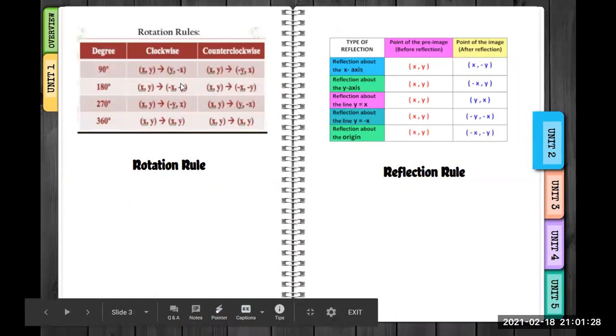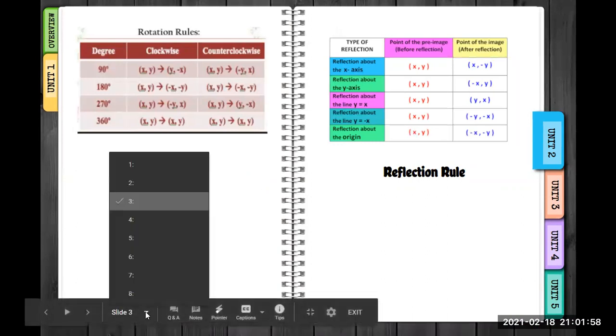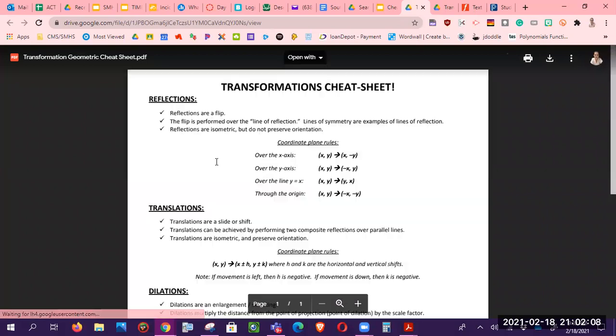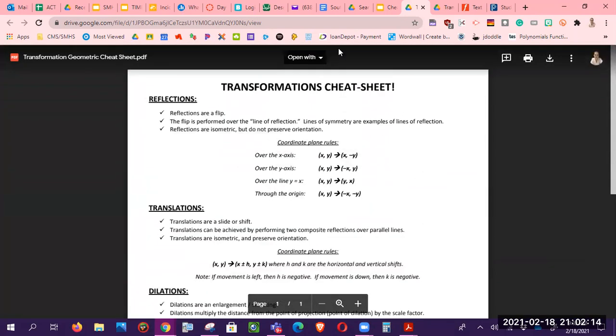Next, the rotation rule. This is our discussion last Thursday. We studied the rule for doing it in the clockwise direction and then counterclockwise direction. So this is the rotation rule. Another one here is the reflection rule. Now you know where to find the line of reflection. It would be easy for you not to memorize this rule. You will just count the units away from the line of reflection. Next is the summary of the reflection cheat sheet here. If you click that, you're going to have the summary of the cheat sheet. I put them all together in one paper.